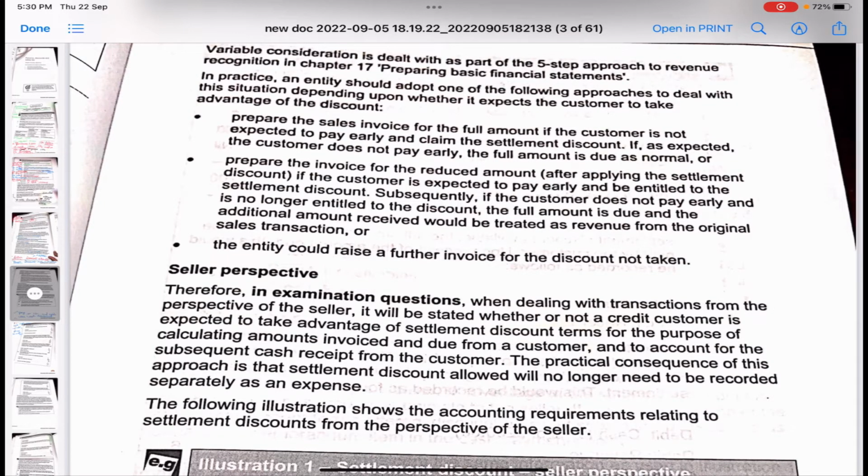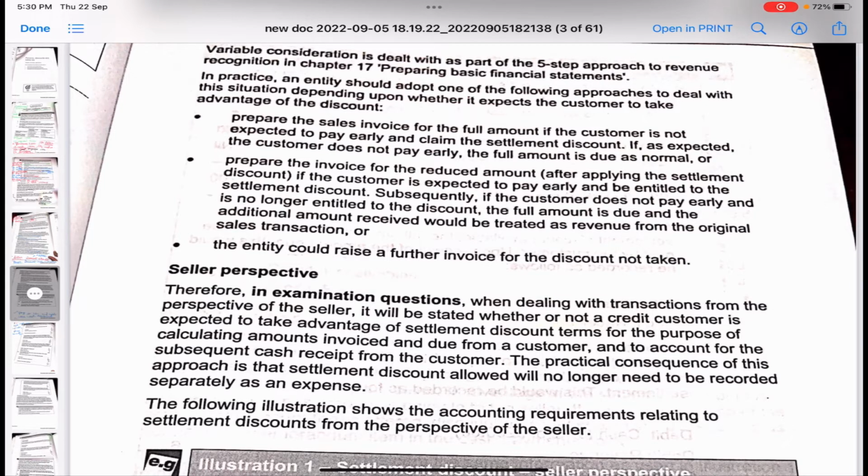Prepare the sales invoice for the full amount if the customer is not expected to pay early and claim the settlement discount. If, as expected, the customer does not pay early, the full amount is due as normal. Or prepare the invoice for the reduced amount after applying the settlement discount if the customer is expected to pay early and be entitled to the settlement discount. Subsequently, if the customer does not pay early, any additional amount received would be treated as revenue from the original sales transaction. The entity could raise a further invoice for the discount not taken.